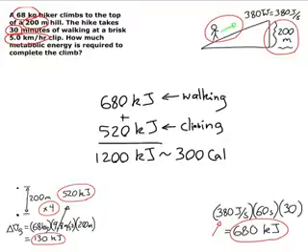But the interesting thing to note is this. Walking on level ground, 680 kilojoules. Doing the climb, 520. So the fact that you're walking on a hill, in this case, increased the energy expenditure by almost a factor of 2. Not quite, but almost a factor of 2.